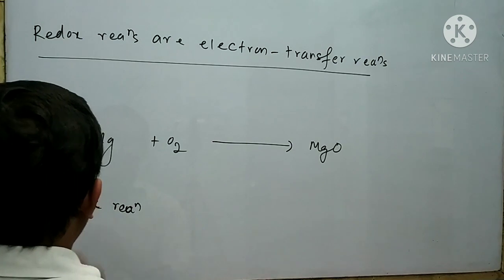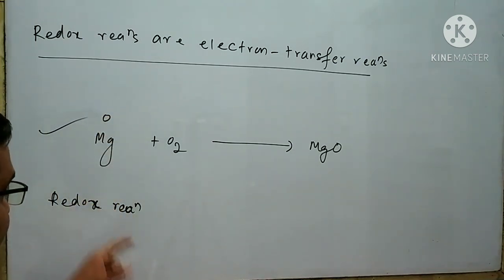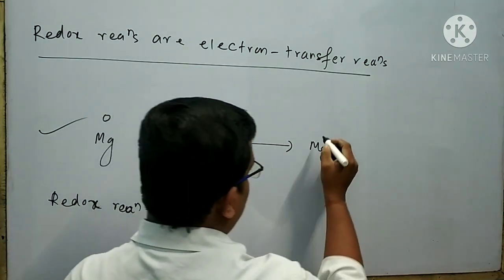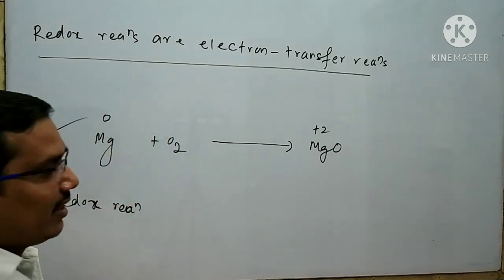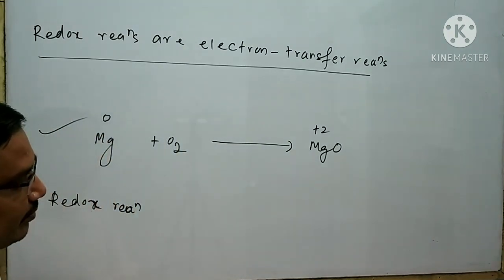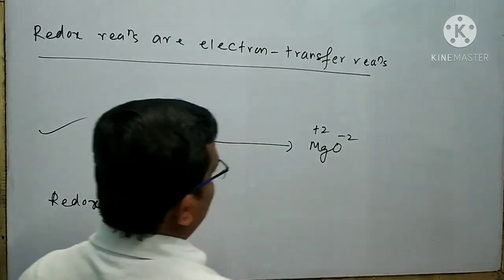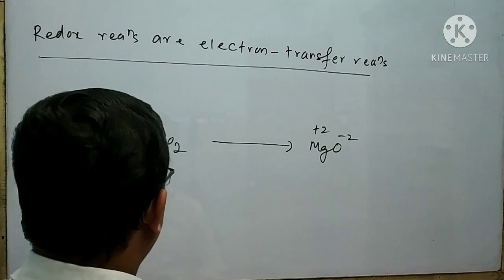Look at that. The oxidation state of magnesium is 0 because magnesium is present in the elementary state. But in this case magnesium has oxidation state plus 2 because here magnesium is present in a molecule like magnesium oxide. Here oxygen has minus 2 oxidation state. So the oxidation number of magnesium is plus 2.